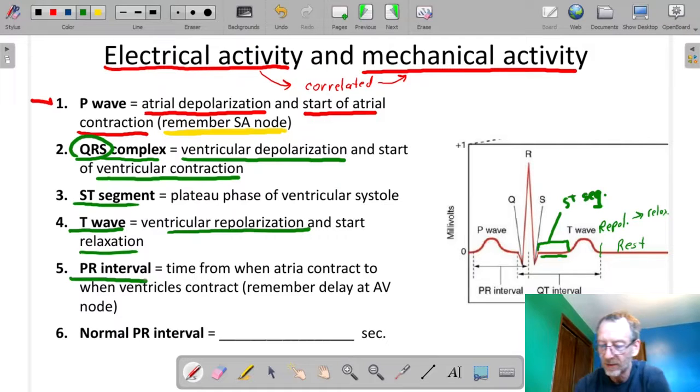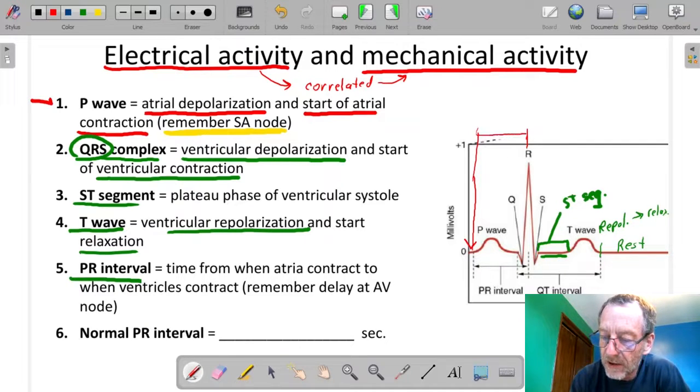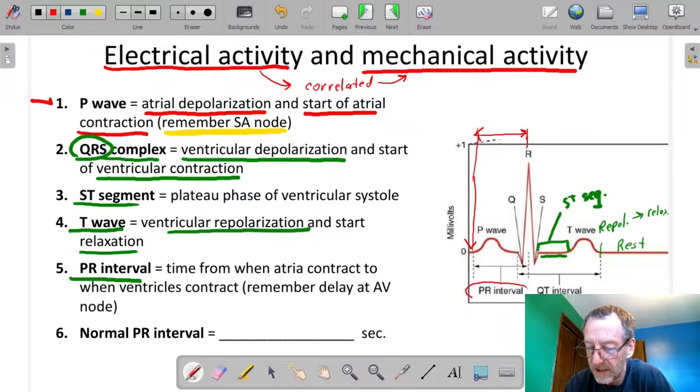So the PR interval is the delay between the P wave and the R wave. The P wave is generally pretty easy to spot on an EKG tracing. It's the first deflection, and the R wave is the most prominent feature of the EKG. So it's pretty easy to pick out the R wave, and then you find the start of the P wave and measure that time, and that is the PR interval.